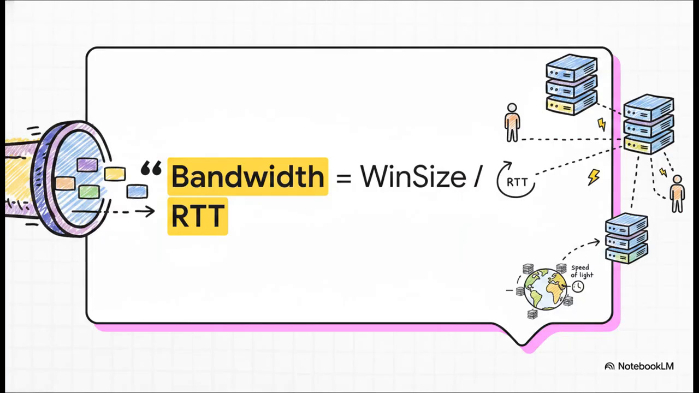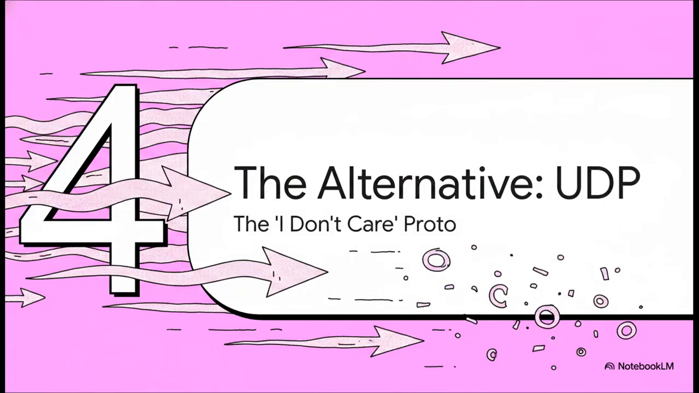This brings us to a fundamental, mind-blowing law of the internet. Your maximum speed, your bandwidth, isn't just about what you pay your ISP for. It's always a function of your window size divided by your round-trip time, your latency. Think about that. No matter how huge your internet pipe is, you are always limited by the speed of light and the distance to the server. And that right there is exactly why we go to such great lengths to put servers as physically close to users as possible.